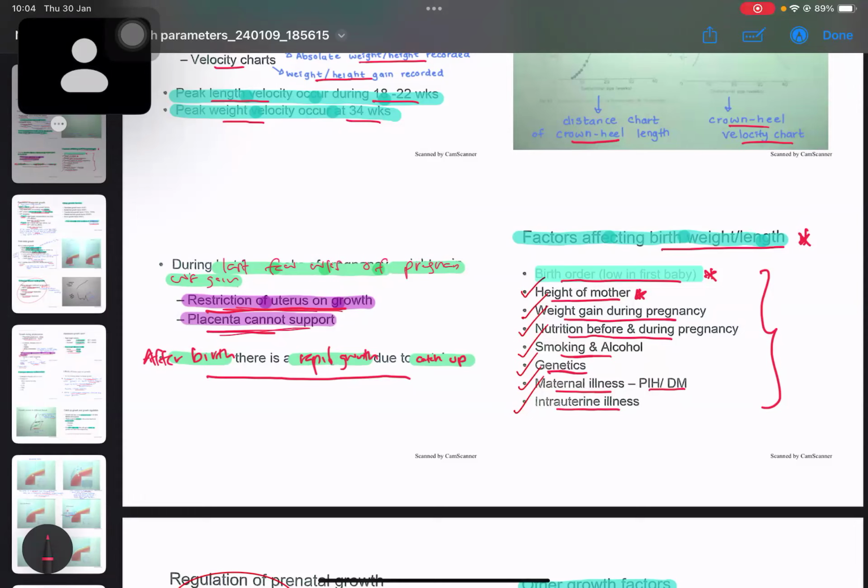Okay, weight gain during the pregnancy and nutrition before and during the pregnancy. That's why anemia and all those nutrition deficiencies are corrected. Folic acid is corrected so that the birth weight and length of the baby won't be affected. Nutrition before and during the pregnancy, smoking and alcohol use by the mother, and genetics.